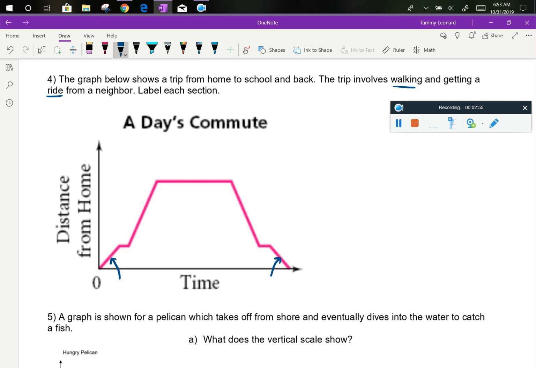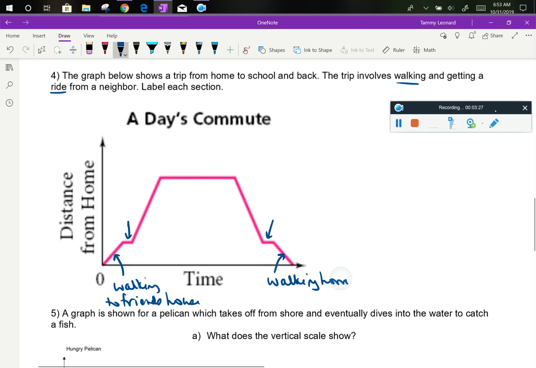And since this graph is defined as distance from home, it makes sense that we should start and stop at the same level. So this is going to be walking to the friend's house. And this side is going to be walking home. Notice there are two flat sections here. If we think about the scenario, we probably either have to wait a bit for our friend to be ready to leave, or we might choose to chat with our friend for a bit before heading home. So these sections are at the neighbor's house. We're not far from home, but we're also not going anywhere.